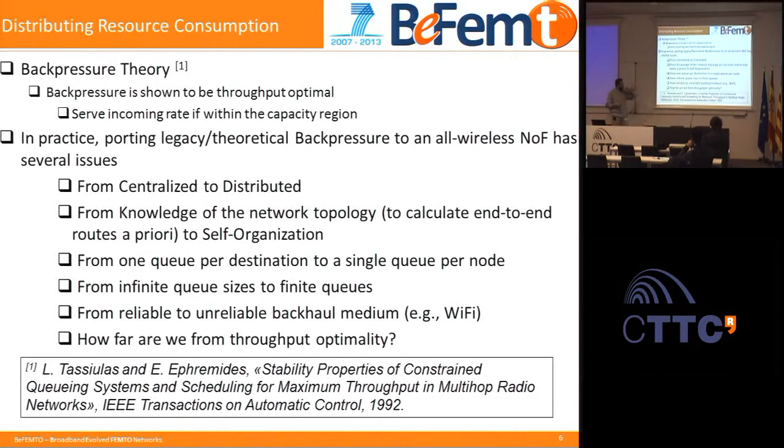In this sense, we are kind of self-organized, because we take decisions based on local information. We go from one queue per destination, as the original paper assumed, to a single queue for all destinations, like a regular Wi-Fi interface. From the infinite queue sizes of the theoretical paper to finite queue sizes. And in our case, we were specifically interested in seeing what happens when you introduce an unreliable backhaul in the network of femtocells like Wi-Fi.